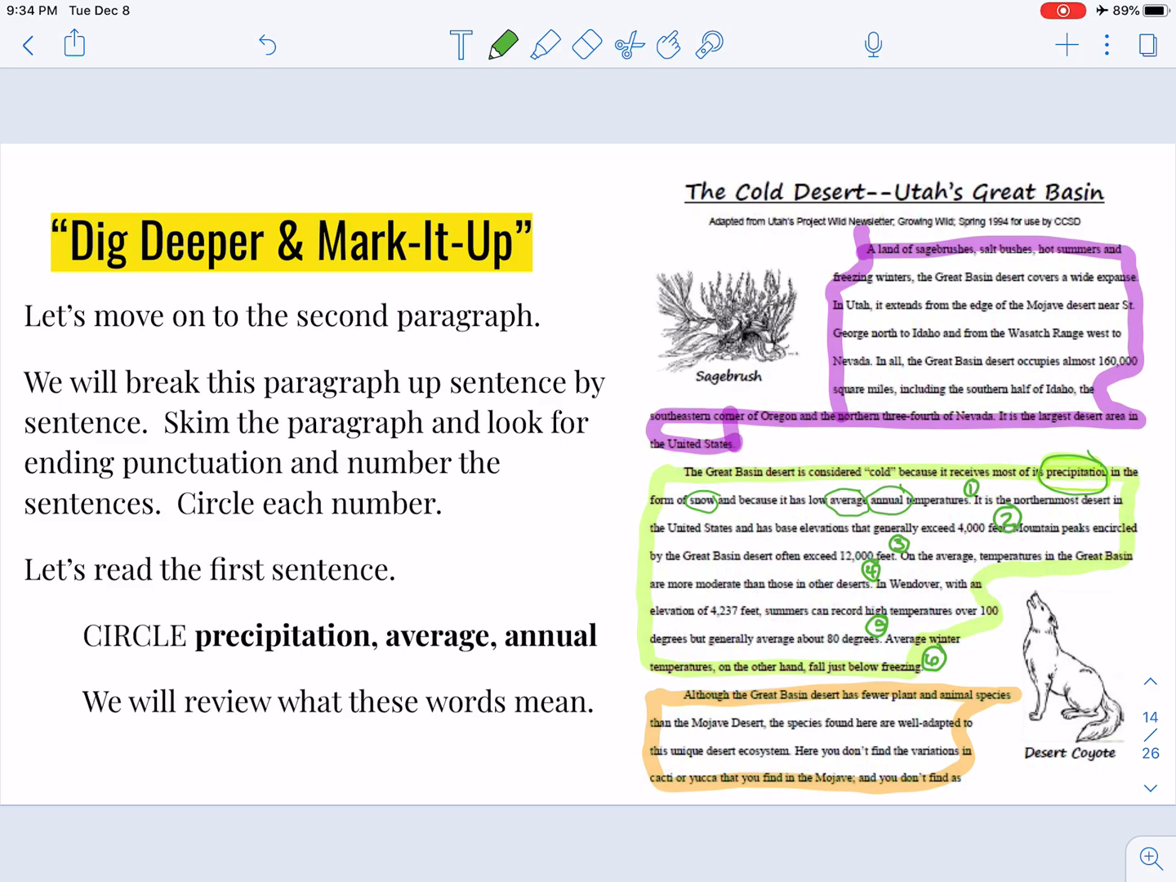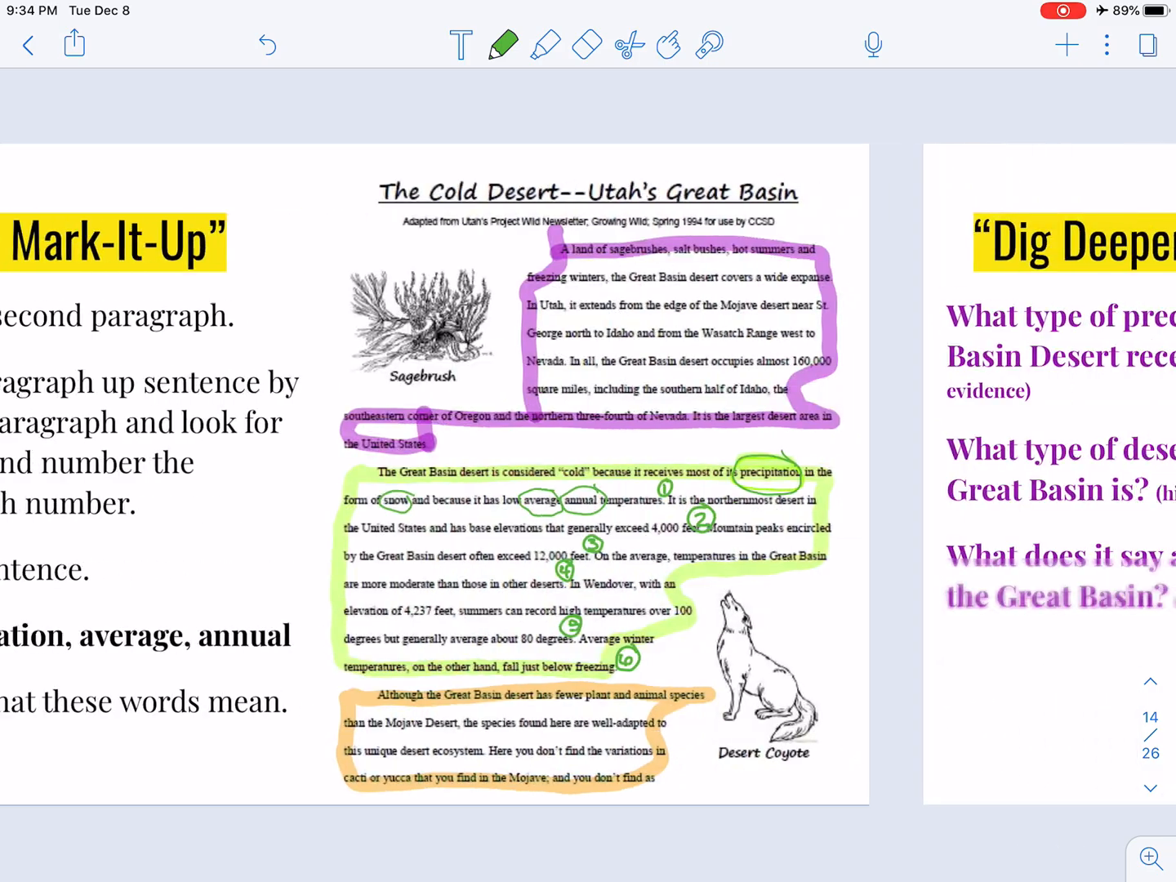When I look at the average, that is what is happening the most often. That is what I can say is typical for that area. And annual means throughout 1 year. So if I have an annual baking competition, it means that it happens once every year about the same time of year. So if I'm talking about annual temperatures, I'm talking about the temperatures for that entire year, and that's how it works.